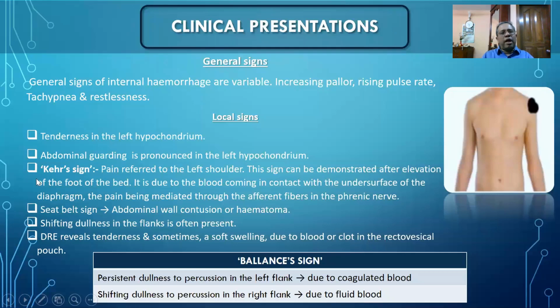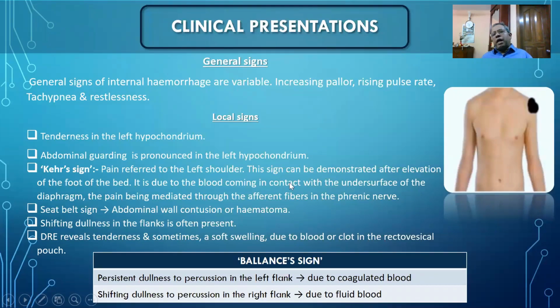And there is a sign which is called the Kehr sign. That means pain referred to the left shoulder. If the patient is supine, it can be present, but if the patient is in an erect or propped up position, the patient may not have shoulder pain. To elicit the pain, the sign can be demonstrated after elevation of the foot of the bed. If the foot of the bed is raised, the blood clot is more dependent on the side of the diaphragm. So it is due to the blood coming in contact with the undersurface of the diaphragm, the pain being mediated through the efferent and sympathetic nerve to the shoulder, which is called the Kehr sign.